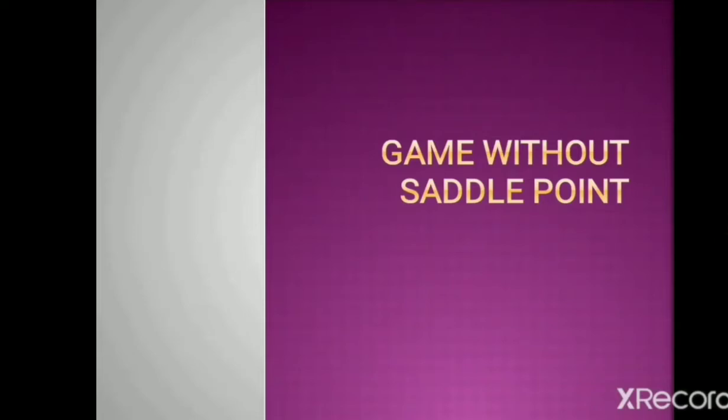Hi everyone. Last class we have seen the value of the game. The value of the game is calculated by saddle point. That saddle point is given by maximin is equal to minimax. Suppose maximin is not equal to minimax, then we have to come up with the mixed strategy formula. Then only we can find the value of the game.